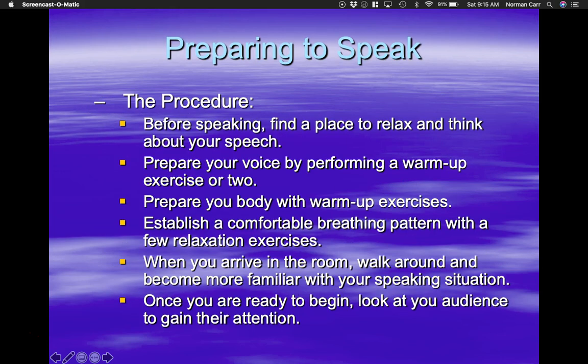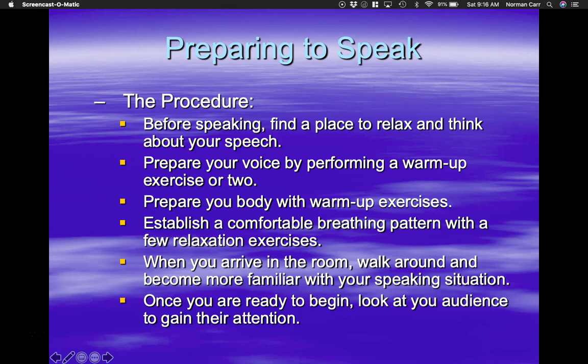So what are the best things to do to prepare before your speech? The first thing you want to do is relax. Think about your speech. Don't overthink it. You probably aren't going to be doing warm-up exercises, but basically preparing to talk. You probably want to do a little conversation to warm up your voice a little bit. You can prepare your body with warm-up exercises if you want to.